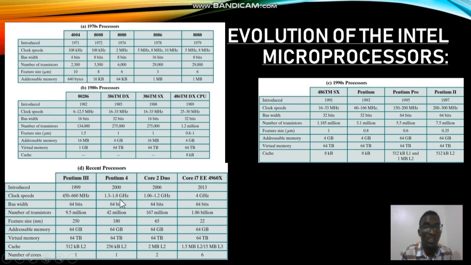Up to these days, we went to the 1990s where they introduced the Pentium and Pentium Pro, and more recently the Core 2 Duo and the Core i7 EE 4960X that is being used to this day.